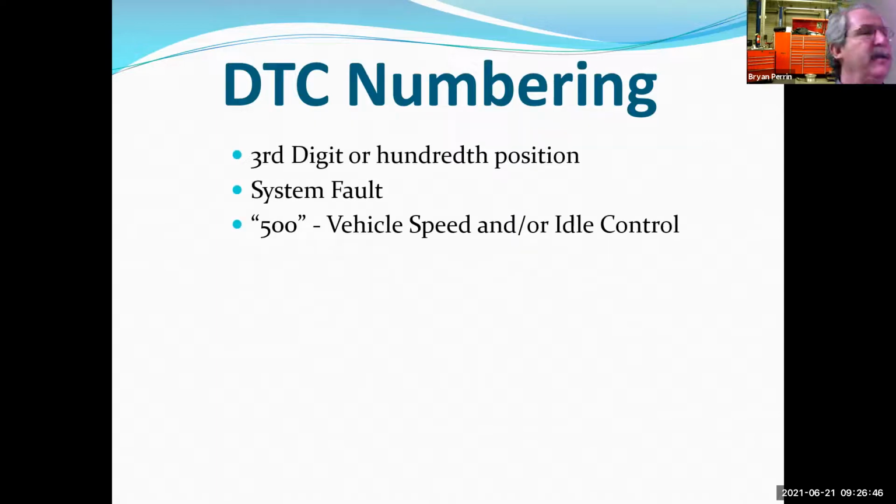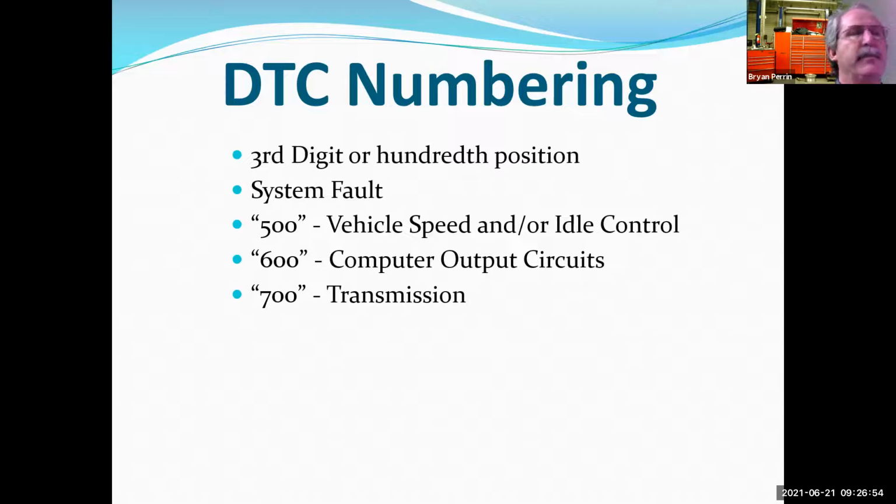500 is vehicle speed and idle control. 600 is computer output circuits. 700 is transmission. And 800 is transmission. So again, using this logic, if I have a P2719 code, it has to be for the transmission. So there's a manufacturer specific code for a transmission because the P means powertrain, the 2 is manufacturer specific, the 7 means transmission. The last 2 digits are going to be the exact fault. So even without doing any research, at least I know, oh, this is a transmission related problem.